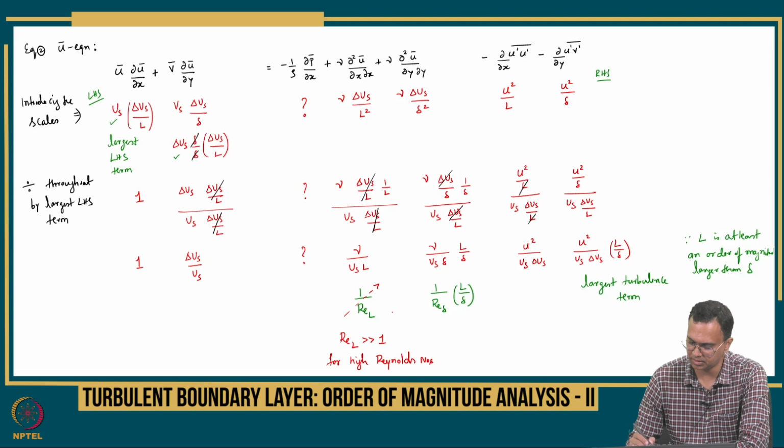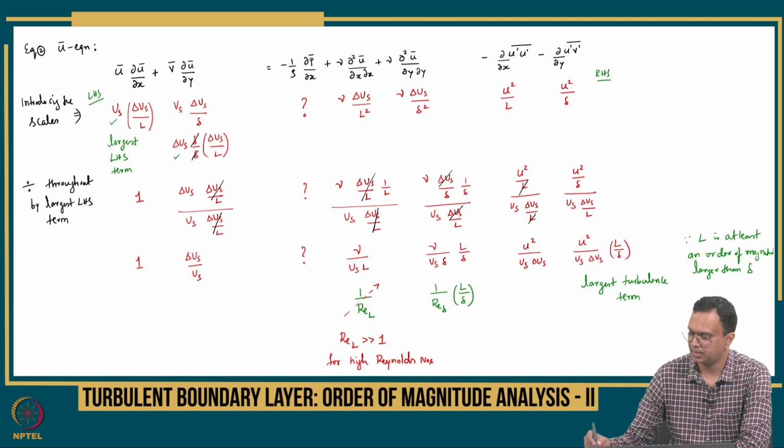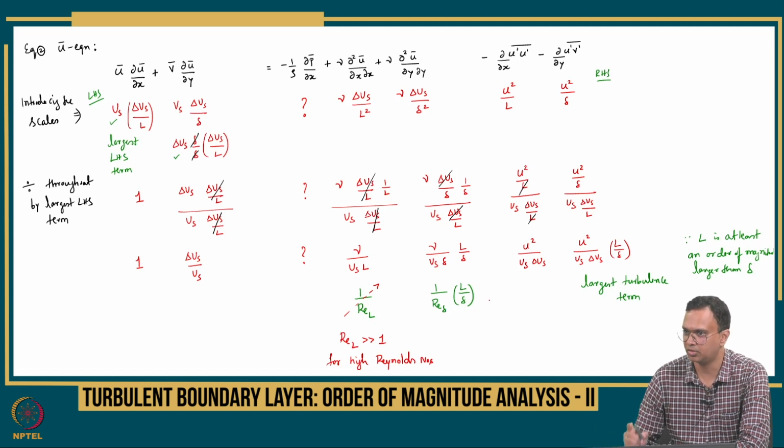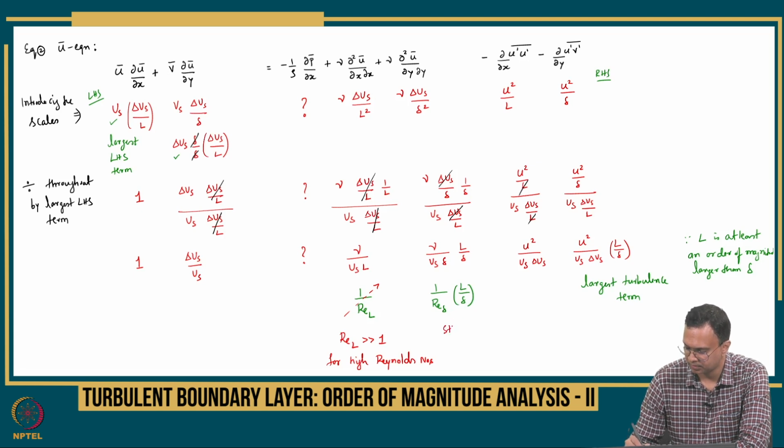For example, if I take Re L to be 10 raised to 6, as I said, 1 million Reynolds number, and considering that L and delta are one order of magnitude different, then Re delta will be 10 raised to 5. And L by delta is 10, so this will give me 1 by 10 raised to 4, which is still small. So this will still be small for large Re delta.